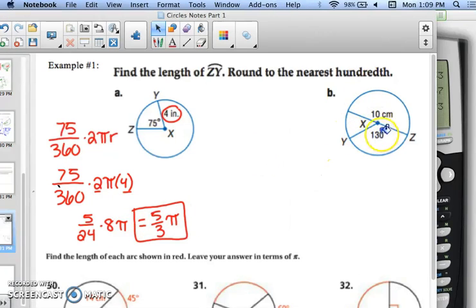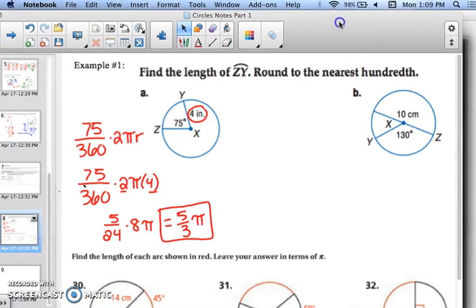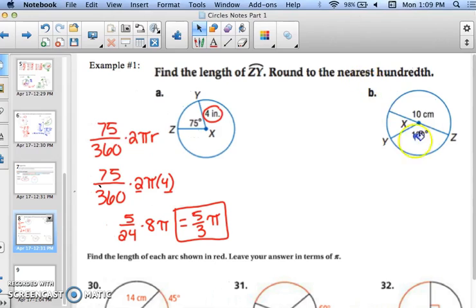Now you try B. Again, that 10, if it's in the middle, it's standing for the diameter and not the radius. So you're going to have to do several steps of math on this to solve for ZY. Press pause and try it.